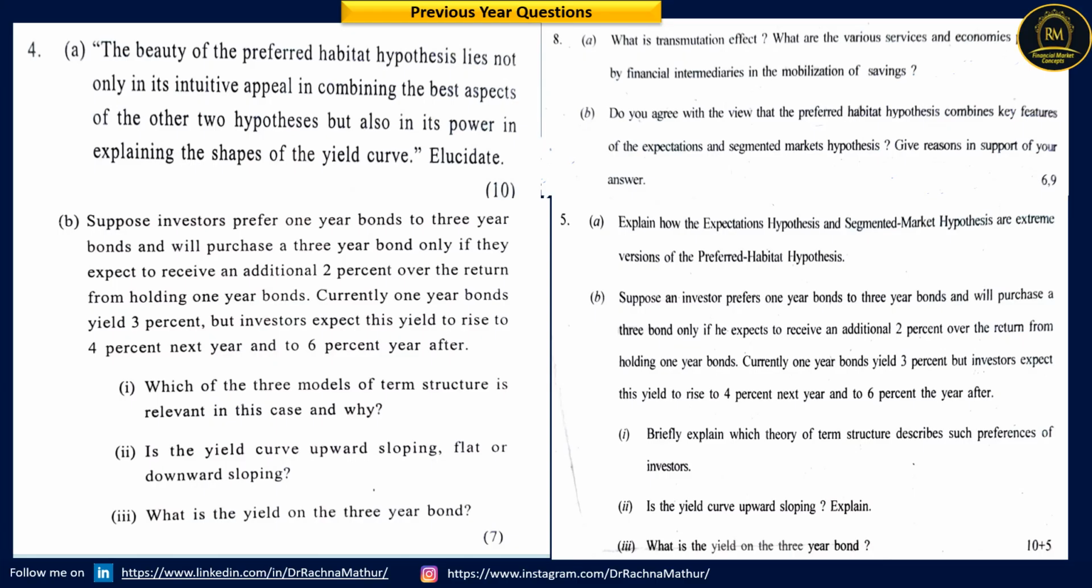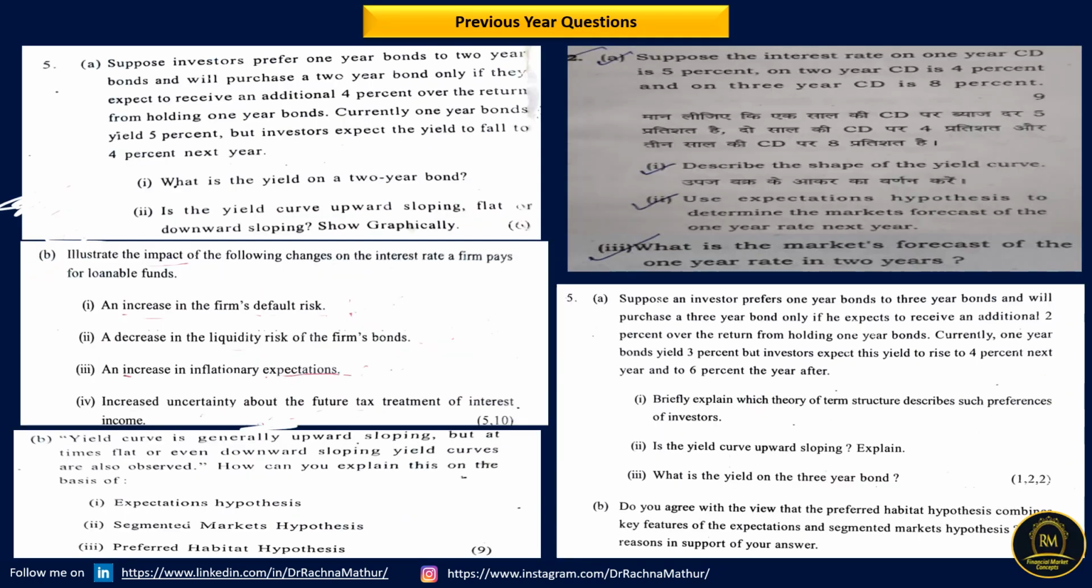Coming on to the previous year's questions, you can find that the preferred habitat hypothesis is a very important question which came many times in the exam. Numerical questions also come from this part, and you are supposed to answer the shape of the yield curve from the given numerical question. So here also, all the numerical questions are on the preferred habitat hypothesis.